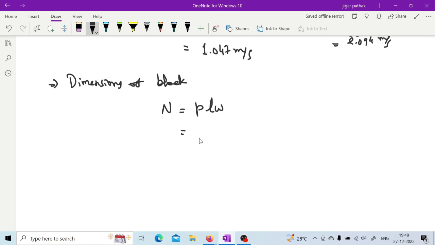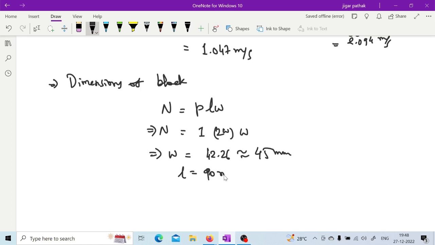Yes or no? Yes, sir. So from this, pressure is given as 1, L is given as 2 times width, right? So here you have N is equal to 2 width square. So you can calculate width from this because you know N. So what is width? 42.26 mm. Okay, if it is 42.26, you can consider it as 45 mm. So the length will be 90 because length is 2 times width, right.